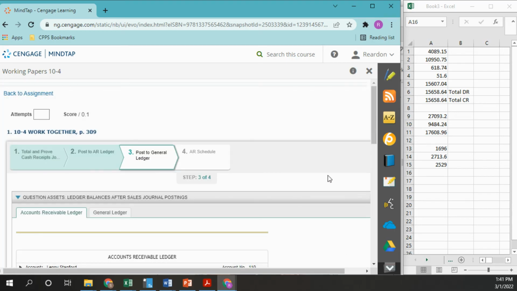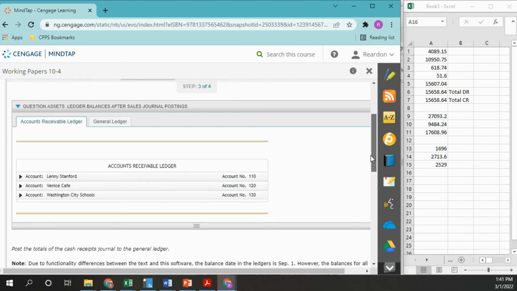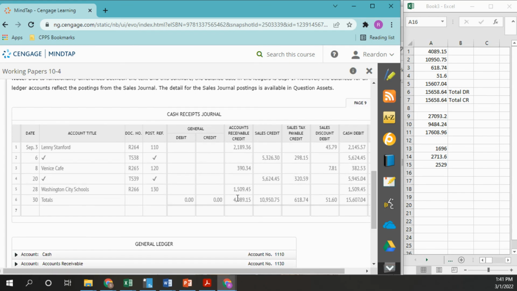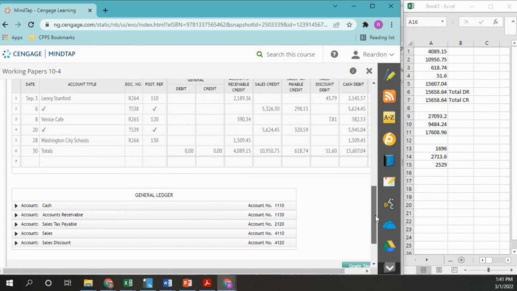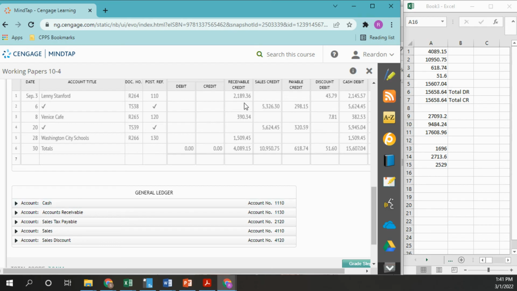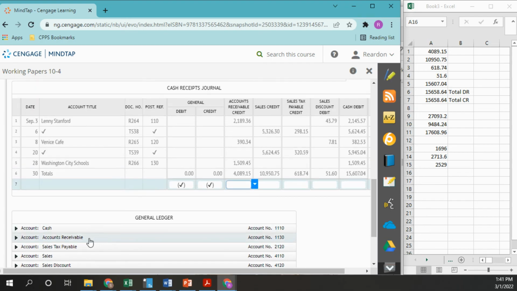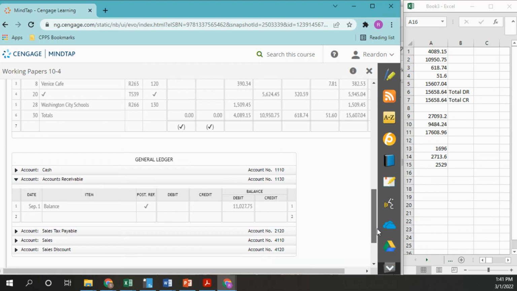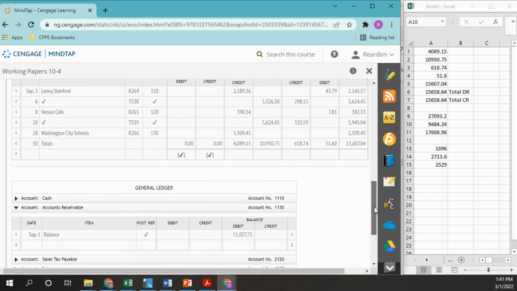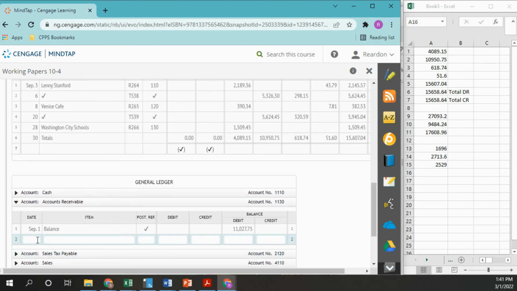Thank you. All right, post to general ledger. I've got my totals down here. I now need to post to the general ledger, starting with debit. General debit and general credit are going to just be check marks. Accounts receivable credit. Now remember, I already posted to my subsidiary ledger, but now on the 30th, I need to post from cash receipts journal 9.